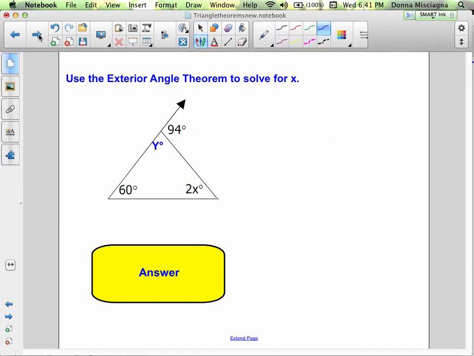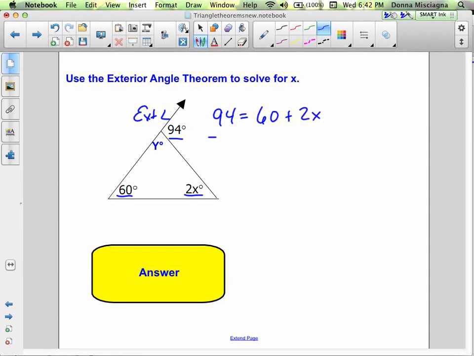All right, so we're going to use the exterior angle theorem to solve for x. That means that 94 here, this is our exterior angle, equals the sum of the other two angles that are not adjacent. In other words, not y. So 94 is equal to 60 plus 2x, and now we can just solve for x.